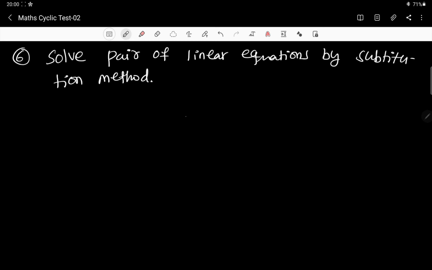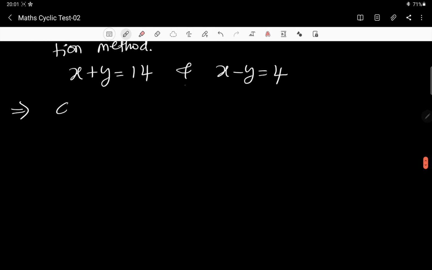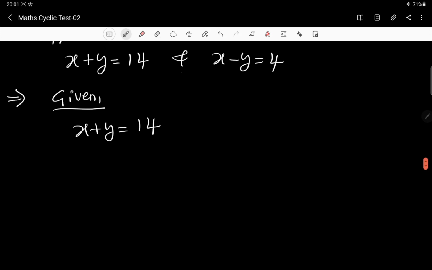All right, dear children, the equations are like this. The first equation is x plus y is equal to 14, and the second equation is x minus y is equal to 4. So we have to solve them by substitution method. Now let us start the ideal answer. Given x plus y is equal to 14, let me call it equation number 1 first of all, and the second equation is x minus y is equal to 4, let me call it equation number 2.